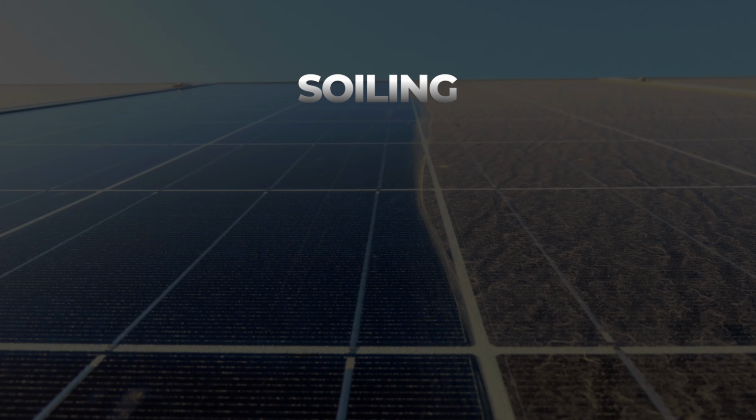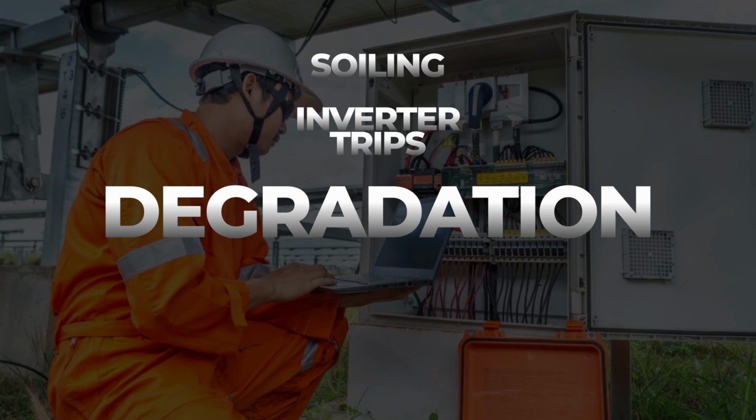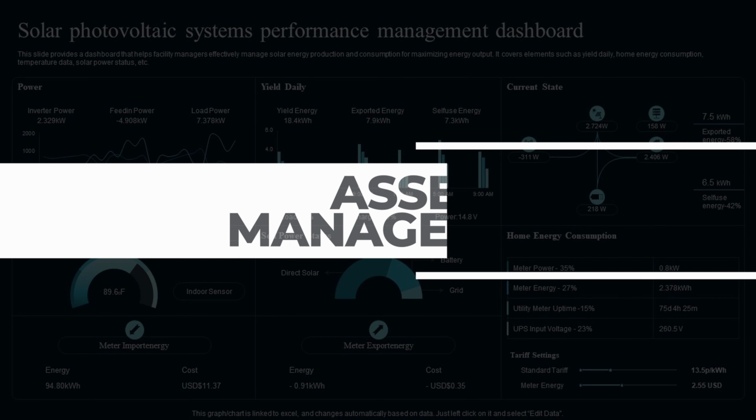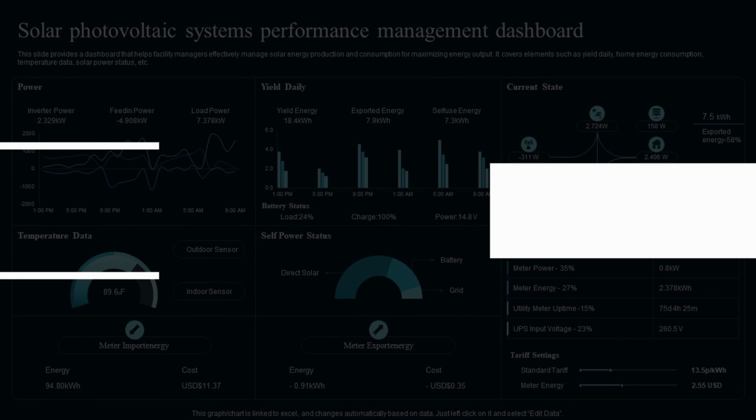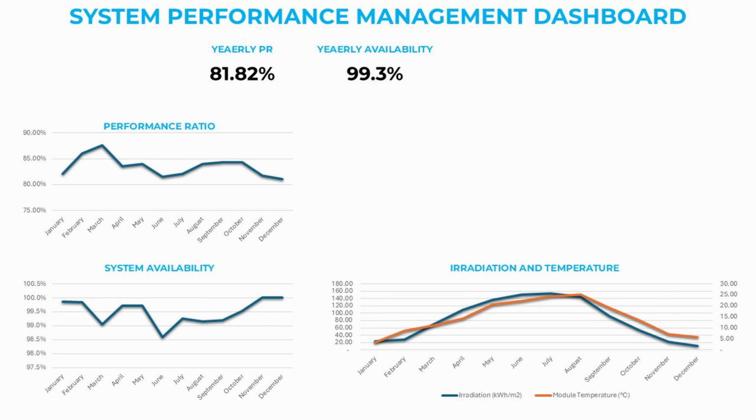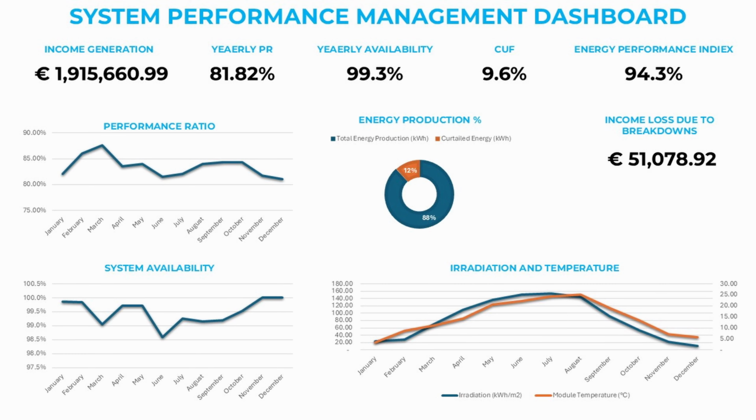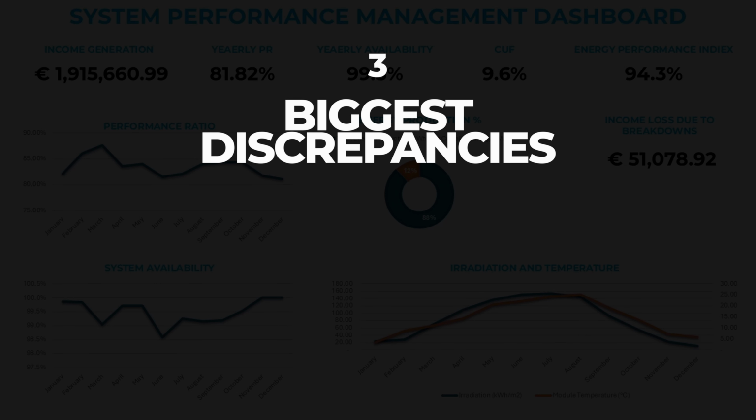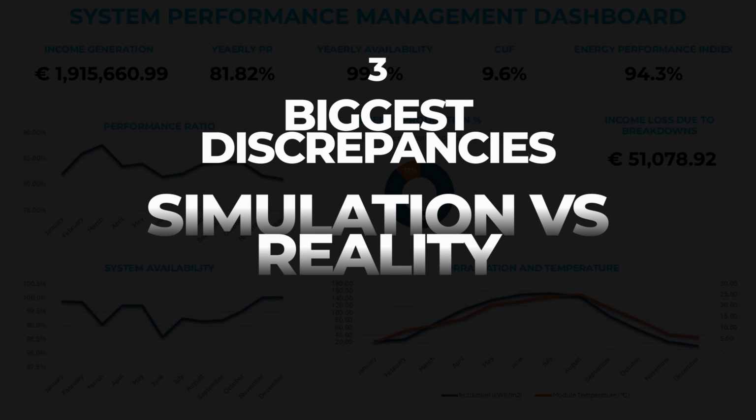But once the plant is built and handed over, we step into the real operational world with soiling, sensor drift, inverter trips and degradation issues. That's where asset management begins. It tells you what is actually happening to your plant and how to bring it back on contract. In this video, we will explore 3 biggest discrepancies between simulation and reality.